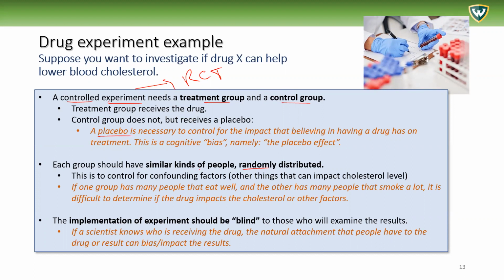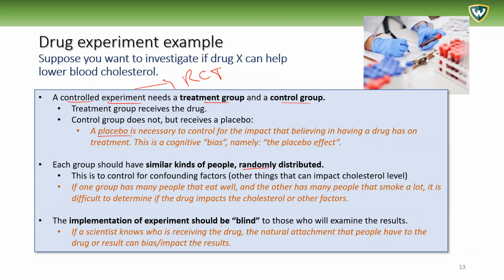Each group should have similar kinds of people randomly distributed. This is to control for confounding factors, that is, other things that can impact cholesterol level. So for example, if one group has many people that eat well and the other has many people that smoke a lot, it's not a fair comparison. It is difficult to determine if the drug impacts the cholesterol, or maybe it's actually the eating habits of the people in the treatment group. Maybe the treatment group has many people who eat well and the control group has many people that smoke a lot. So it's good to randomize, and so you can put similar kinds of people or a good distribution of different kinds of people in both groups.